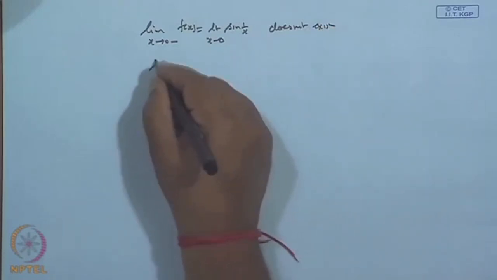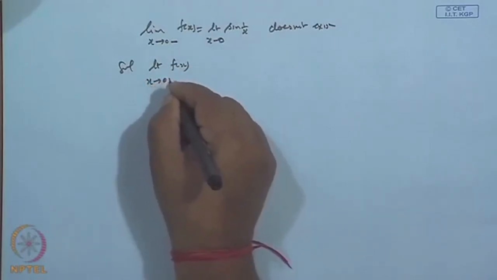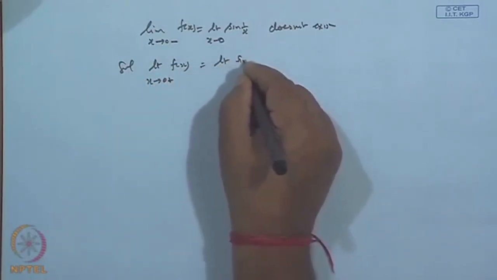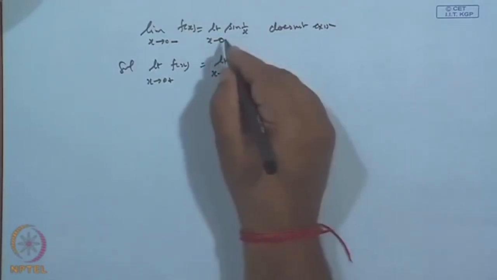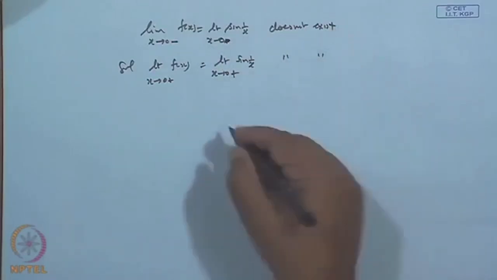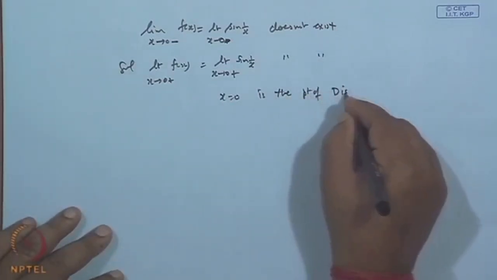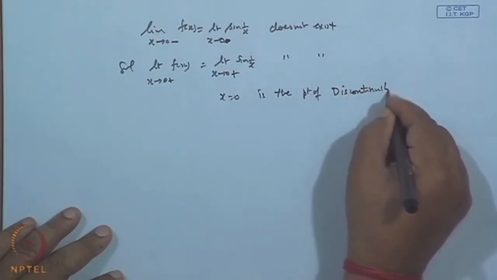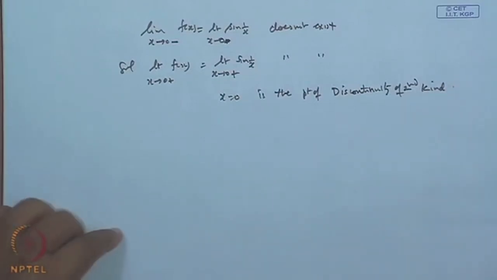Similarly, the limit of this function f(x) when x tends to 0 plus does not exist, and likewise from the 0 minus side. So x equal to 0 is a point of discontinuity of the second kind. There are some other functions we can look at as well.